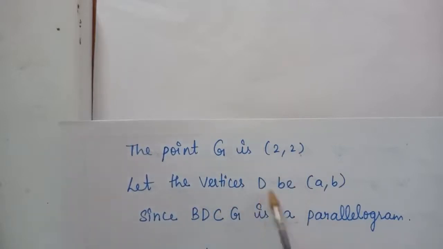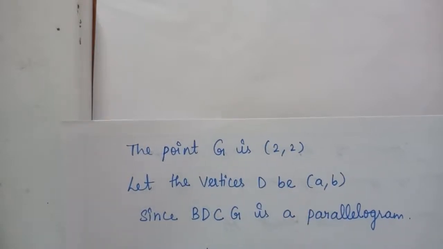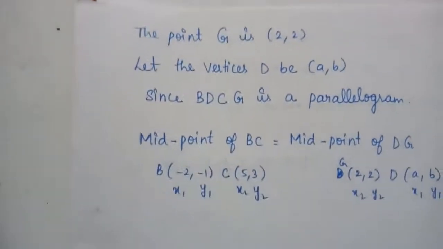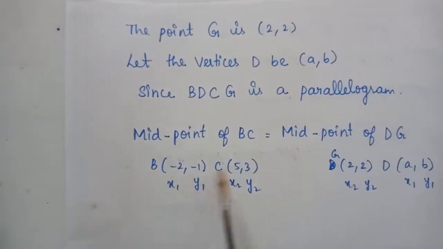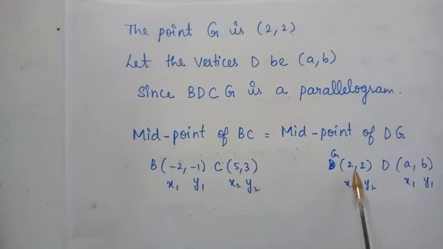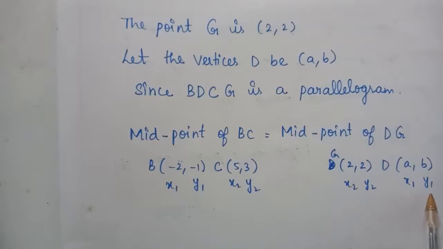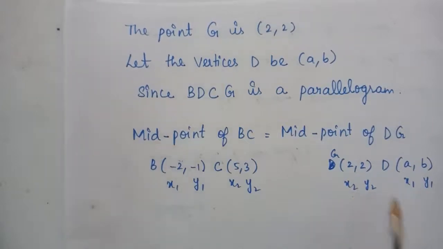Let the vertex D be (a, b), because we don't know the vertex. Since BDCG is a parallelogram, the midpoint of BC must equal the midpoint of DG. Now we know the points B and C: (-2, -1) and (5, 3), that is x1, y1, x2, y2. Similarly, G is (2, 2) and D is (a, b).